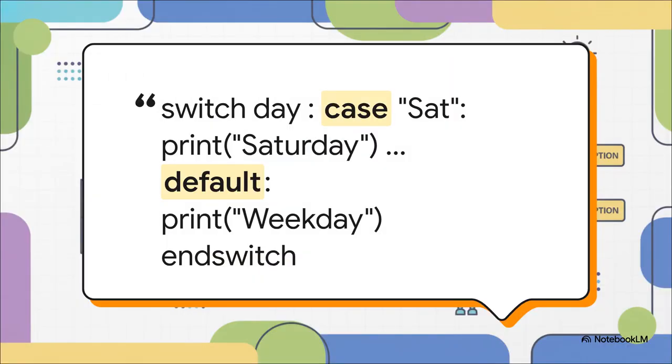And here's what that looks like in the exam language. We tell it to switch based on the variable day. Then, for each case, we give it a specific value. If day is Sat, it prints Saturday. Simple, right? And that default keyword, it works just like else. It's the catch-all for any value that doesn't match the other cases. And of course, just like if needs an end if, a switch always needs an end switch.